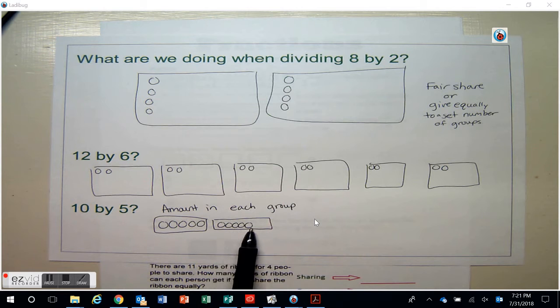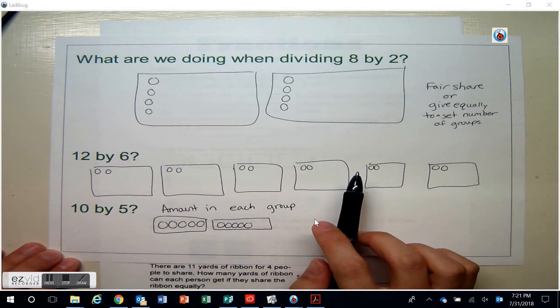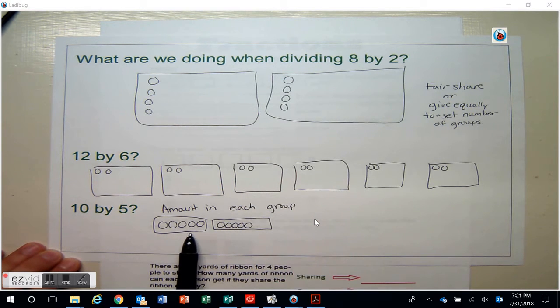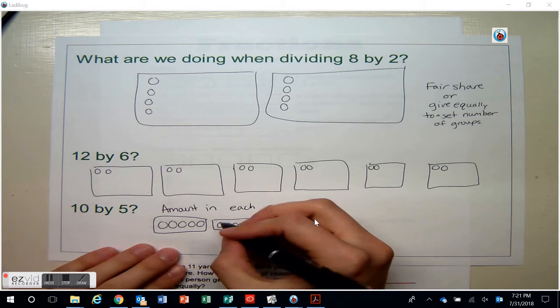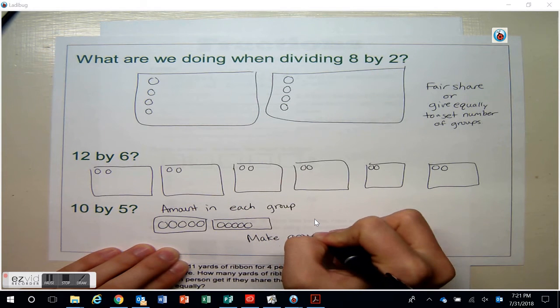Well, let's continue onward to 10 by 5, dividing 10 by 5. Here, we said, okay, I have 2 groups. Let's split that up into 2 groups. Here, I said I have 6 groups. Let's split it up into 6 groups. What if this time instead, I told you the amount in each group?